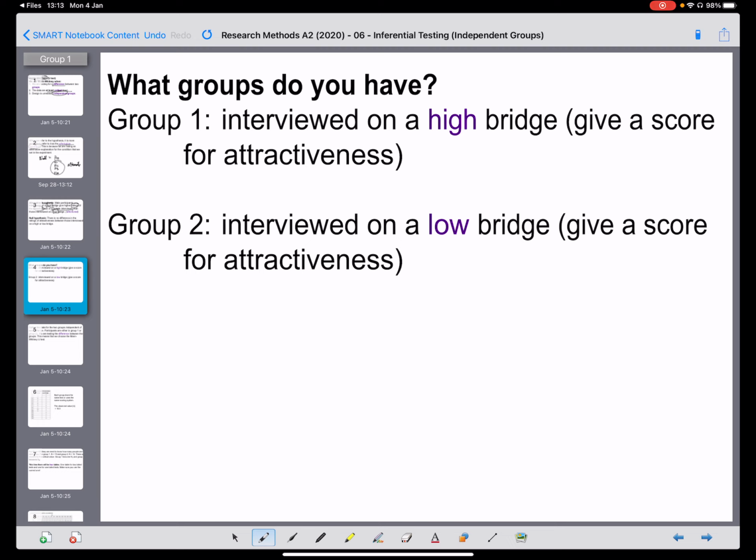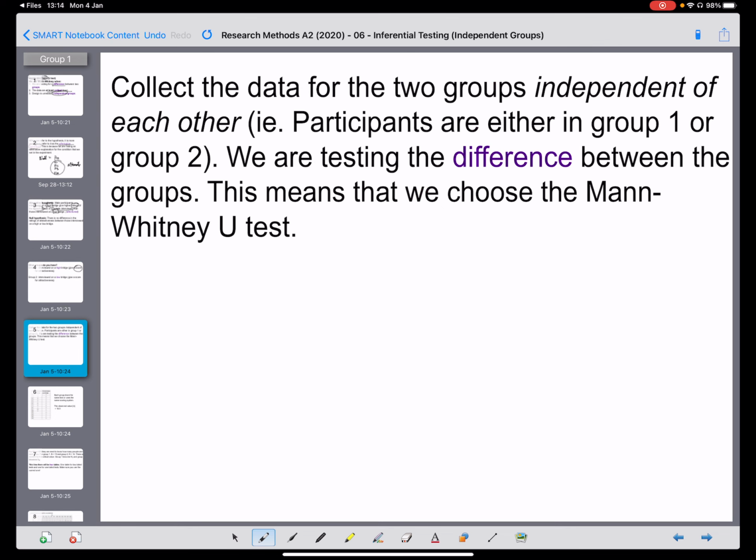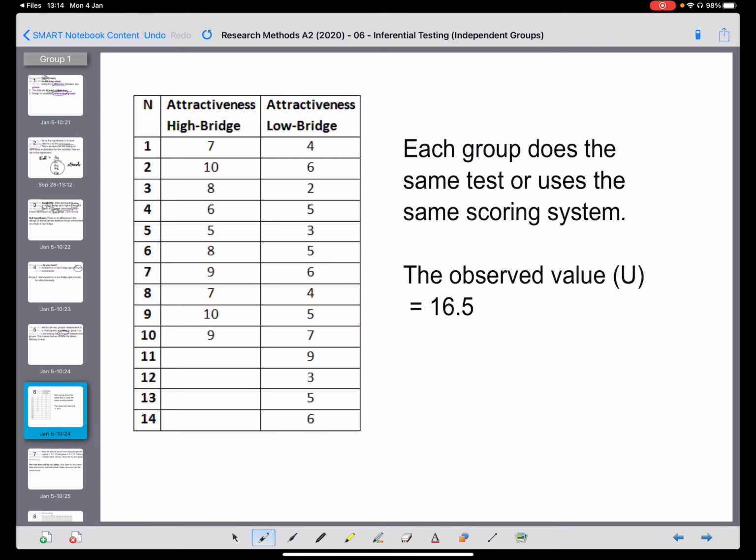And I suppose you couldn't do repeated measures because you would have some element of cognitive dissonance. If you thought somebody was attractive and then suddenly you meet them again and you think they're less attractive or more attractive, there might be some issues there. Okay, so it's therefore independent groups. And we see that ultimately we are testing for a difference between these groups, and we could have data that looks a bit like this.